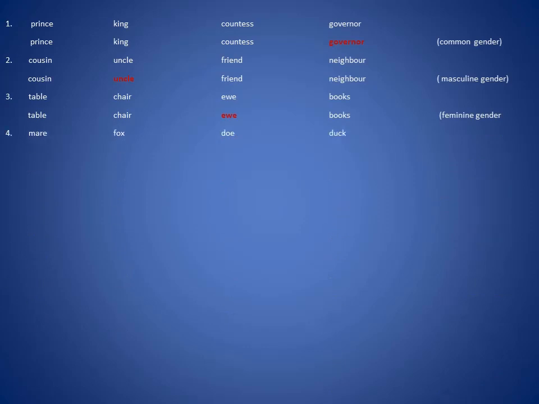Now fourth one, mare, fox, doe, duck. So here mare, doe and duck, these 3 are coming under feminine gender, and fox, it's a masculine gender. So which is the odd one here? Fox, because it's a masculine gender.